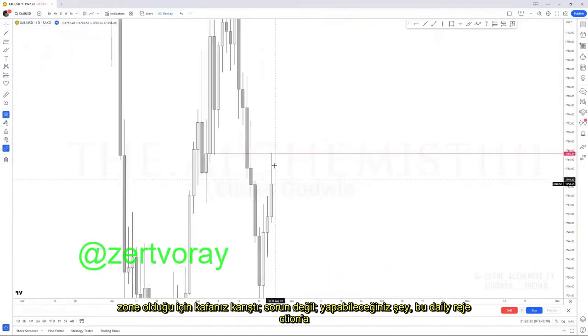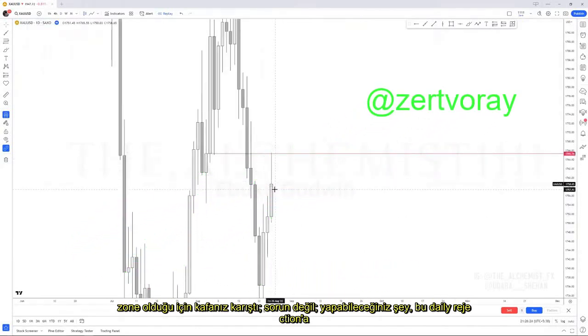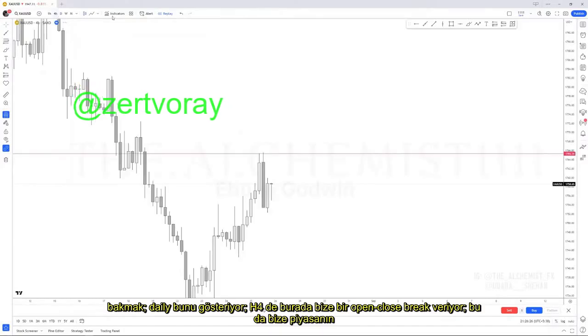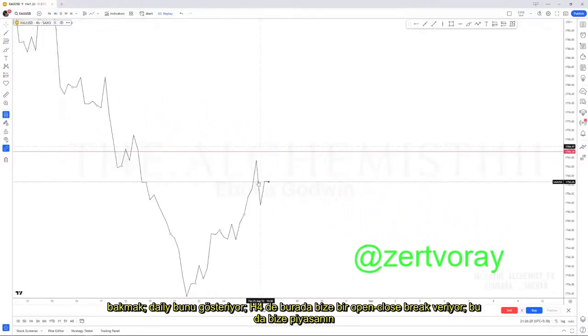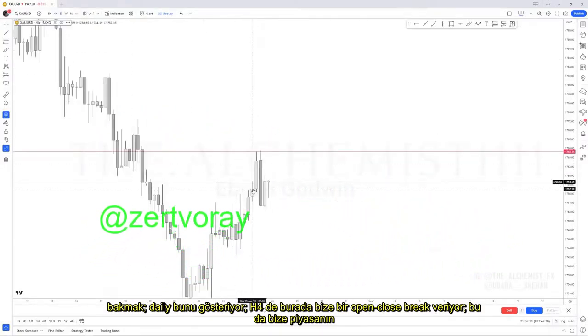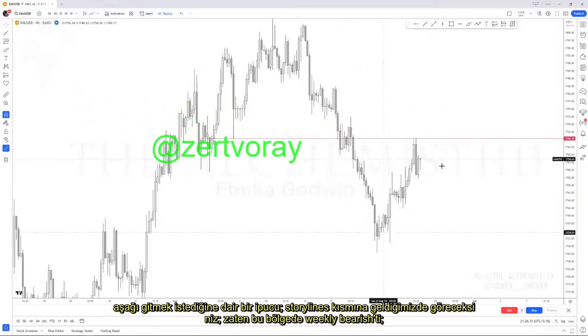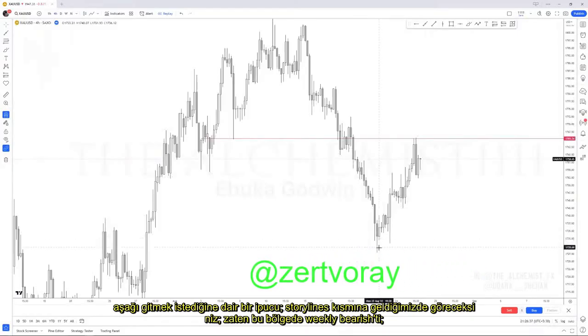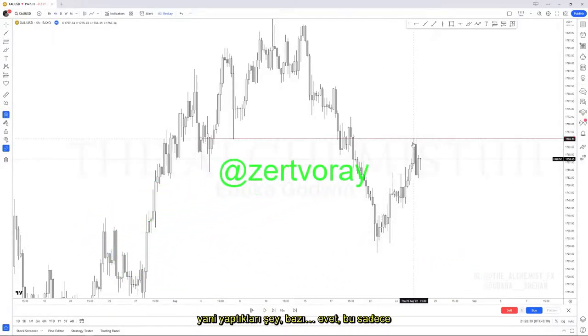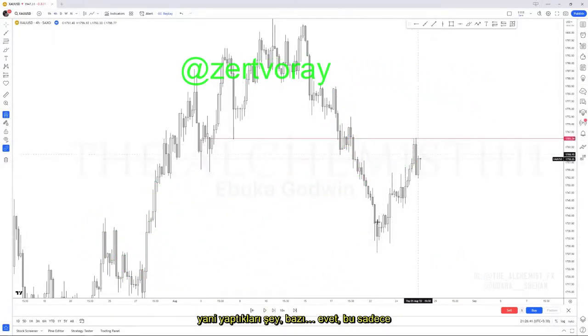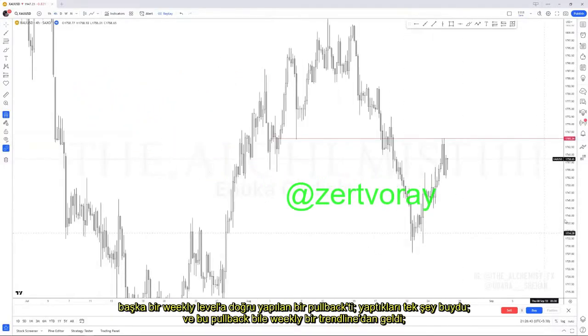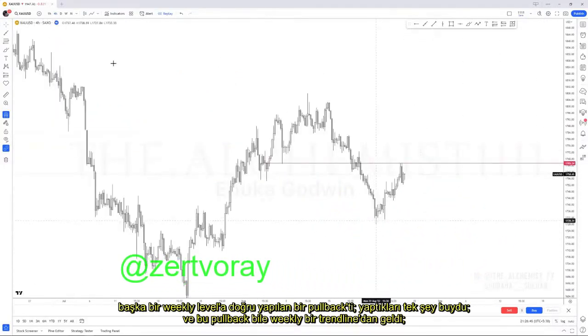No problem. What you could do is pay attention to this. Daily rejects daily. H4 also gives us an open close break in here, a hint that the market wanted to move down. Now, once we talk about storylines, you will see how in this area, weekly was bearish. So what they were doing was only a pullback into another weekly level. That is all they did. And even this pullback was from a weekly trend line.